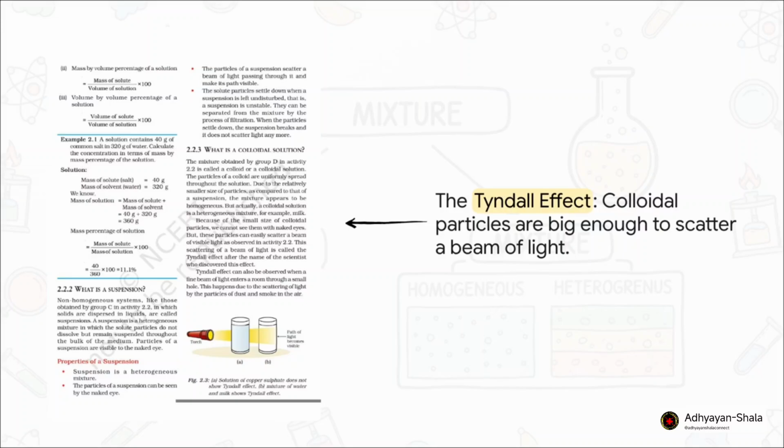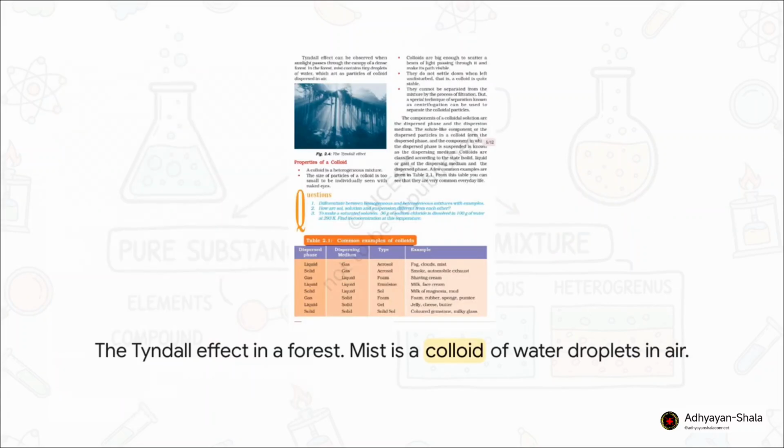Take a look here. In a true solution, you shine a light through it and you can't see the beam. It just passes straight through. But now, look at the colloid. The particles in there are just big enough that they scatter the light. And because of that, you can see the path of the beam crystal clear. Pretty neat, huh? And I guarantee you've seen this out in the real world.